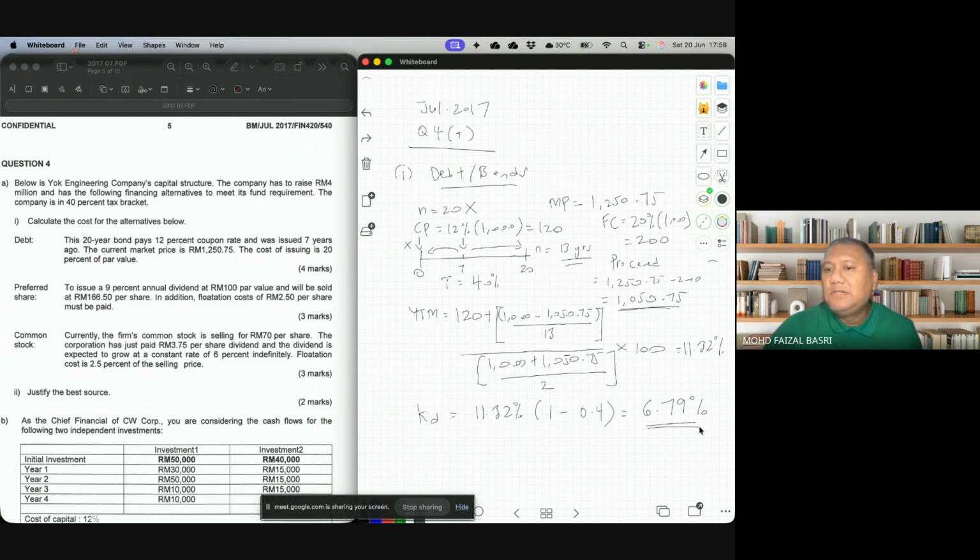So this is our cost of debt. So untuk debt, KD, it's 4%. It's 6.79%, which is 4 marks. Okay, 4 marks.